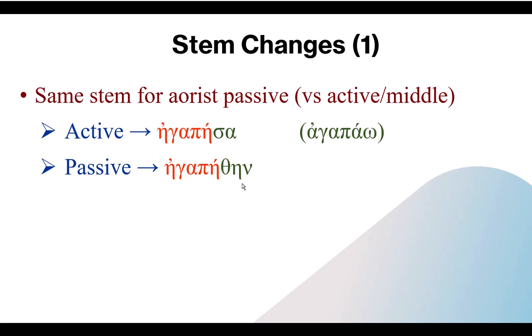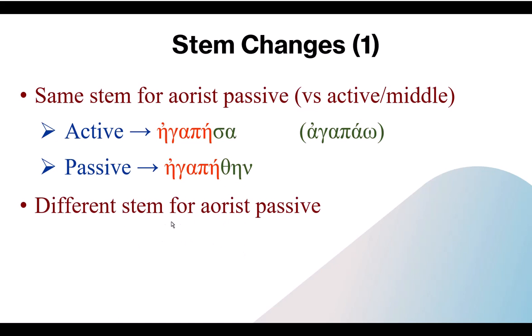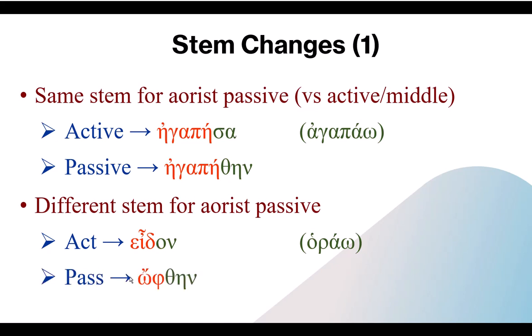Now we may have a different stem for the aorist passive compared to the active or middle. For instance, the verb horao, I see, the active of the aorist is eidon, I saw, but the passive is ophthane, so it's quite different. Actually, these are all very different. We have horao. Eidon is somewhat related to the word that we have for video. Video would be where we get video.